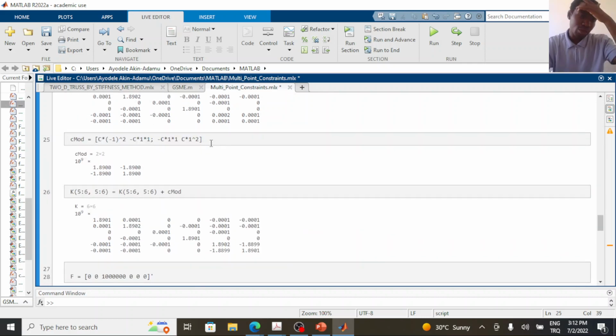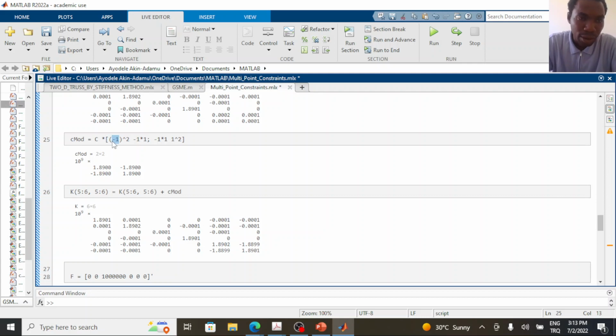So for the roller support, this is the matrix we use to modify the global stiffness matrix for the roller support. I define it as this. Let me remove this C from the matrix so it will be easier. I'll write it outside. That can be easily understood. I'm writing C outside. So you can see this is the matrix.